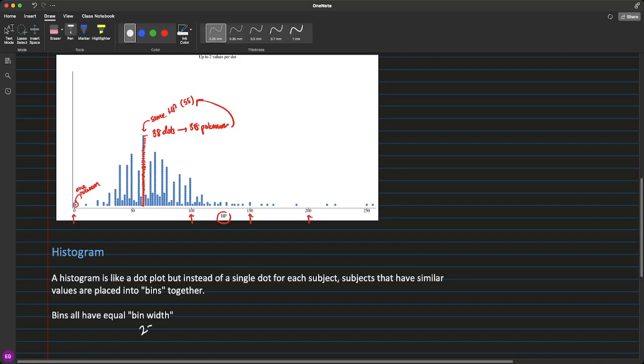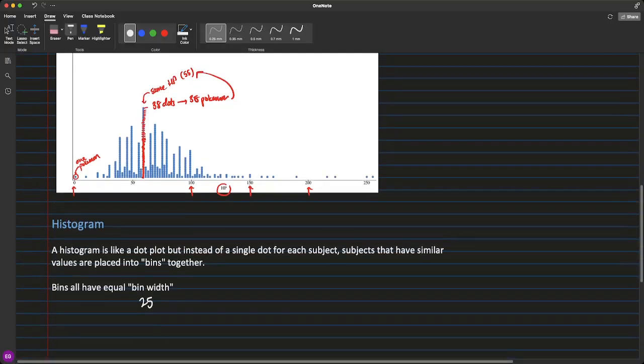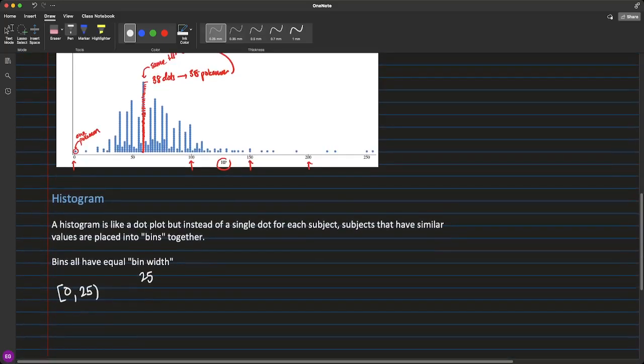It means all of the Pokemon that have from 0 to 25 HP are in a bin together. All of the Pokemon that have from 25 to 50 HP are in a bin together. All of the Pokemon from 50 to 75 HP are in a bin together. Now you might be wondering, what happens to the people who have exactly 25?